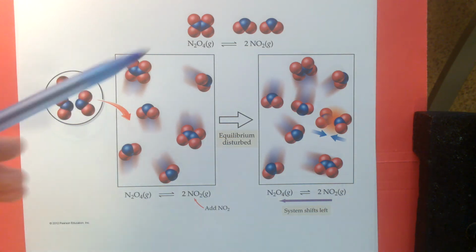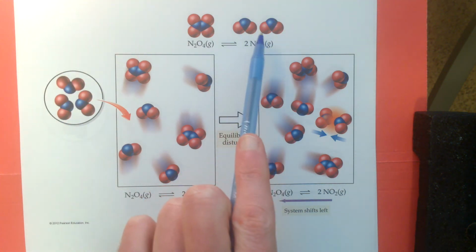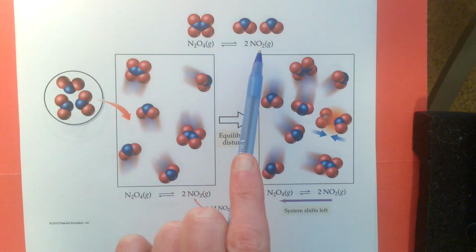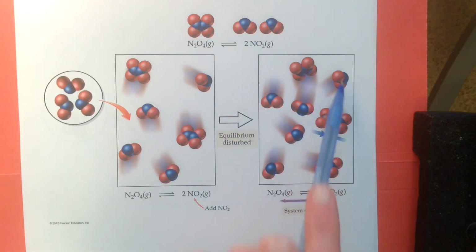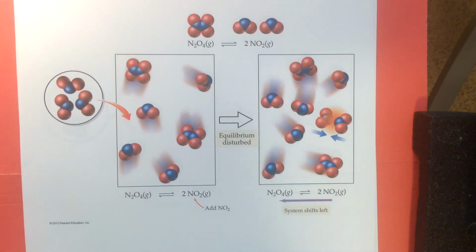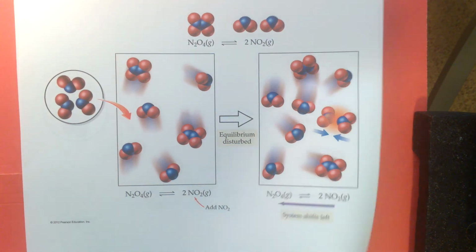Well, here you add in more NO2 gas molecules, you increase that concentration, they're more likely now to run into each other, to collide, and to have successful collisions, which would bond together and produce you more N2O4. So the system would shift to the left towards the N2O4.